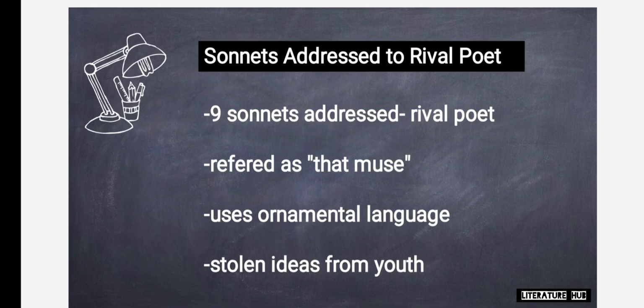Sonnets addressed to the rival poet. This part contains 9 sonnets, and in these sonnets, the poet attacks the rival poet, and the rival poet is referred to here as that muse who uses false statements and ornamental language, which shows his lack of sincerity in love and that makes his writing artificial.